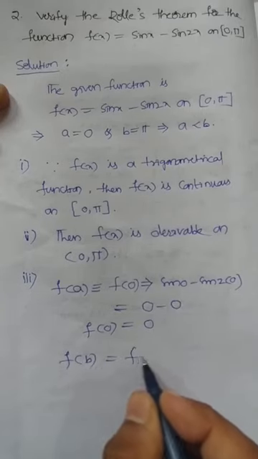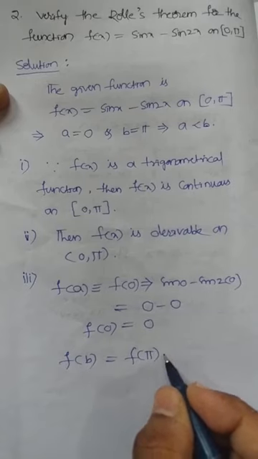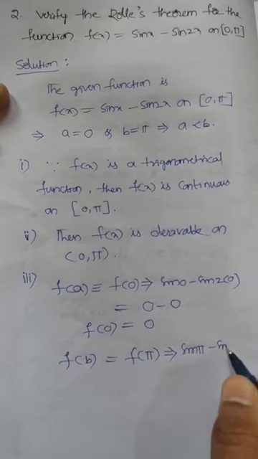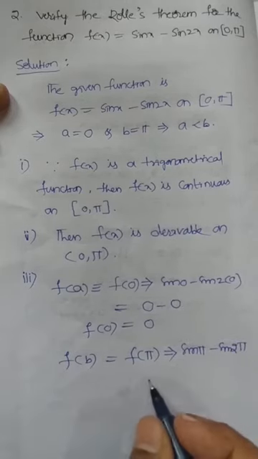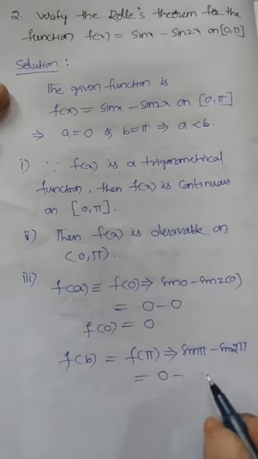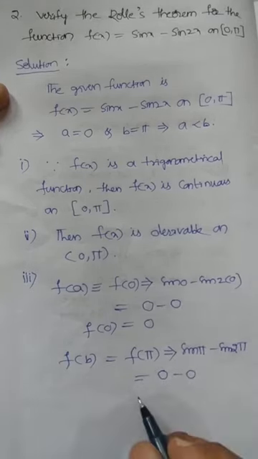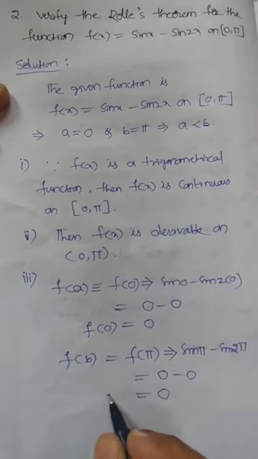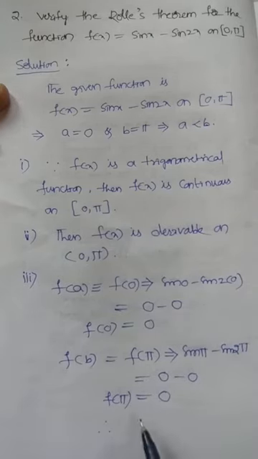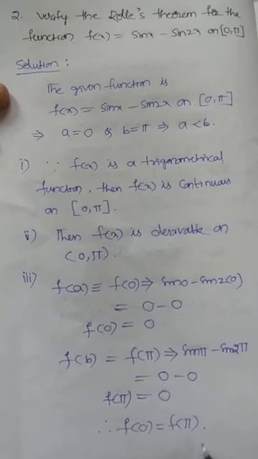What is our f of b? F of pi. It implies sin pi minus sin 2 into pi. So sin pi value is 0, minus sin 2 pi value is also 0. So 0 minus 0 is 0. So f of pi value I got is 0. Therefore f of a is equal to f of b. That means f of 0 is equal to f of pi. This is the first step we have to prove.